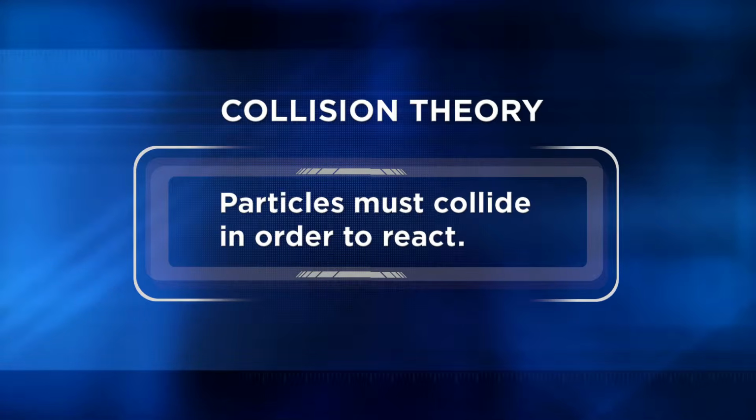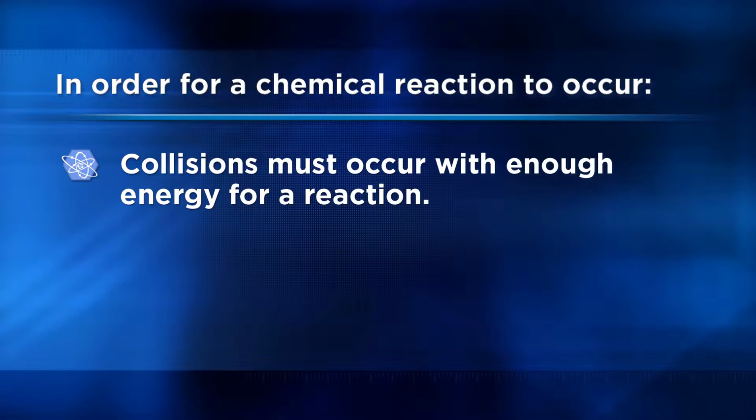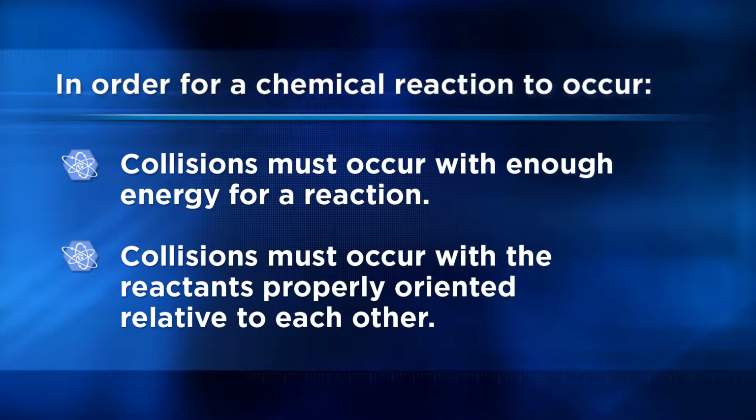Scientists explain different rates of reaction with the collision theory. This theory states that particles must collide in order to react. But not just any type of collision will result in a chemical reaction. In order for a chemical reaction to occur, collisions must occur with enough energy for a reaction. Additionally, collisions must occur with the reactants properly oriented relative to each other.